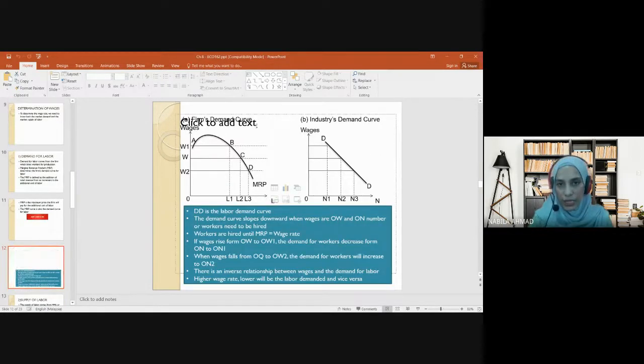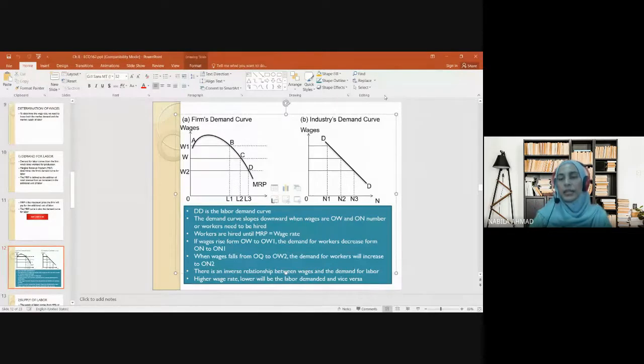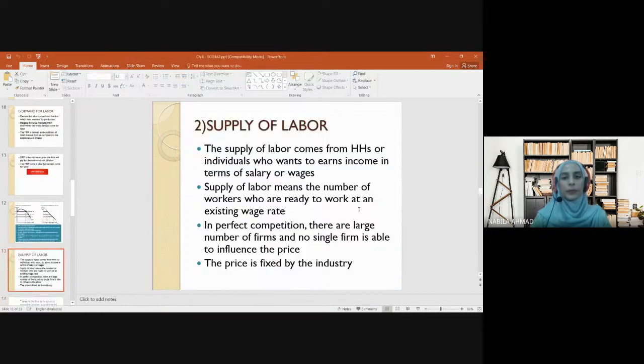Okay, contoh this is the firm's demand. This is industry demand. So kita lihat di sini lah. So the demand for labor adalah downward sloping. Okay, kenapa? Sebab bila higher wages, the demand for labor is lower. So bila wage at W1, demand for labor at N1. Tapi kalau wage rate menurun ke W2, demand for labor pun meningkat ke N3. Sebab tu the demand curve is downward sloping.